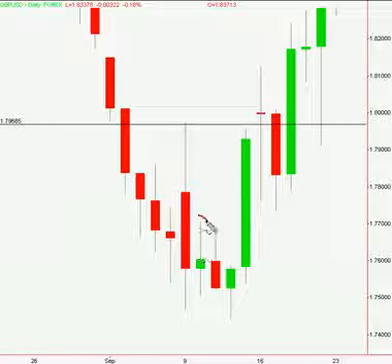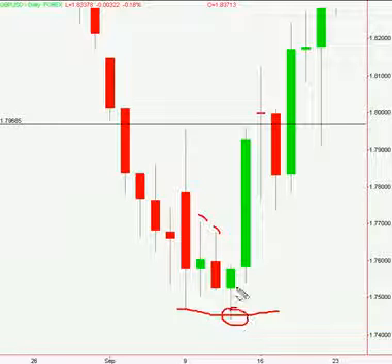You can see there's one inside bar, two inside bars, and then we did a false breakout right there, tried to break lower, and then bang, rallied up. That was a pin bar low as well. So it was a pin bar off previous support and a Fakey. Look at what happened the next day. I'm onto something big here.